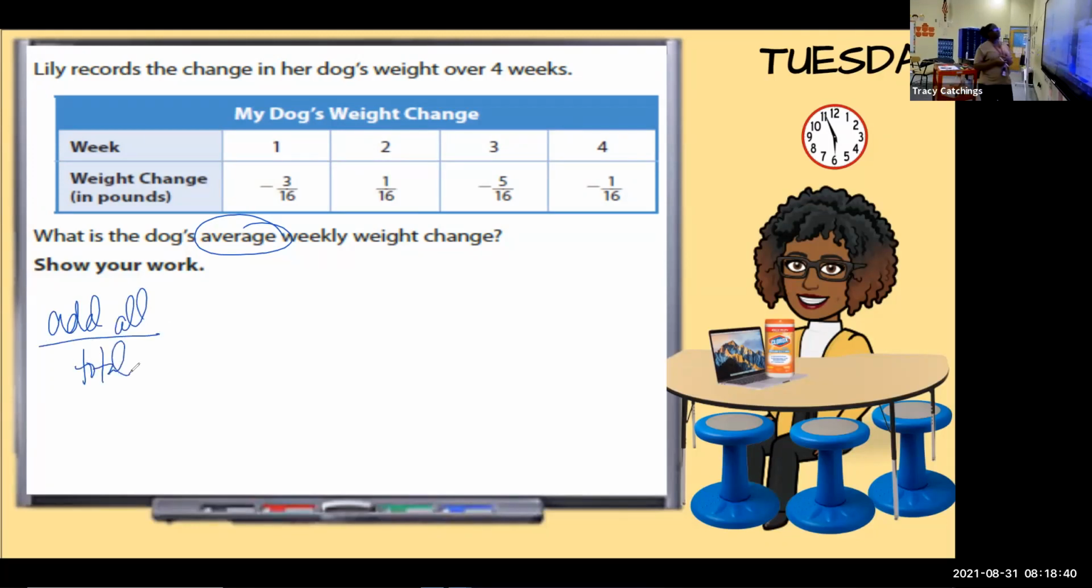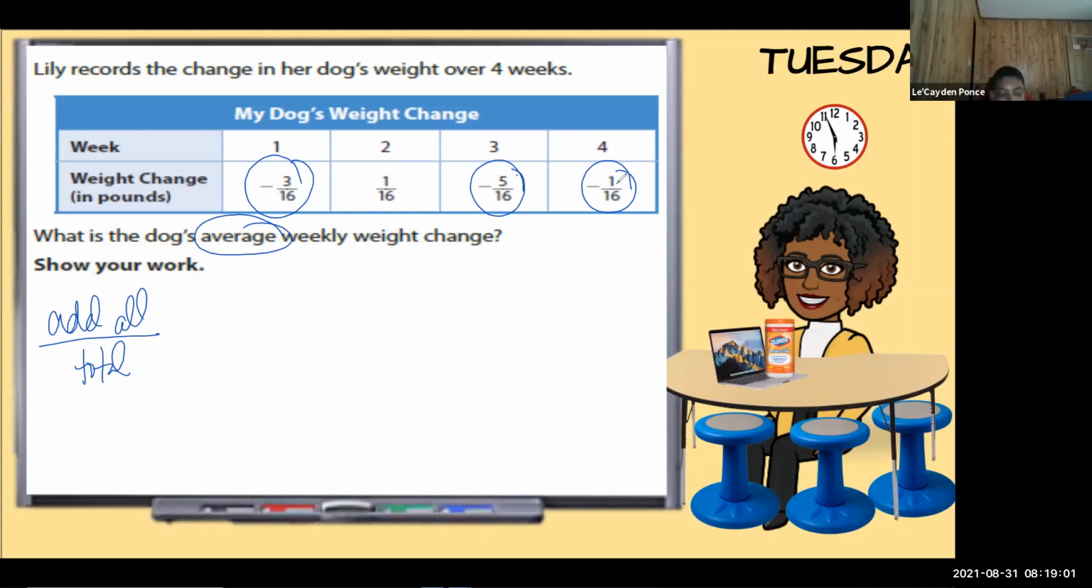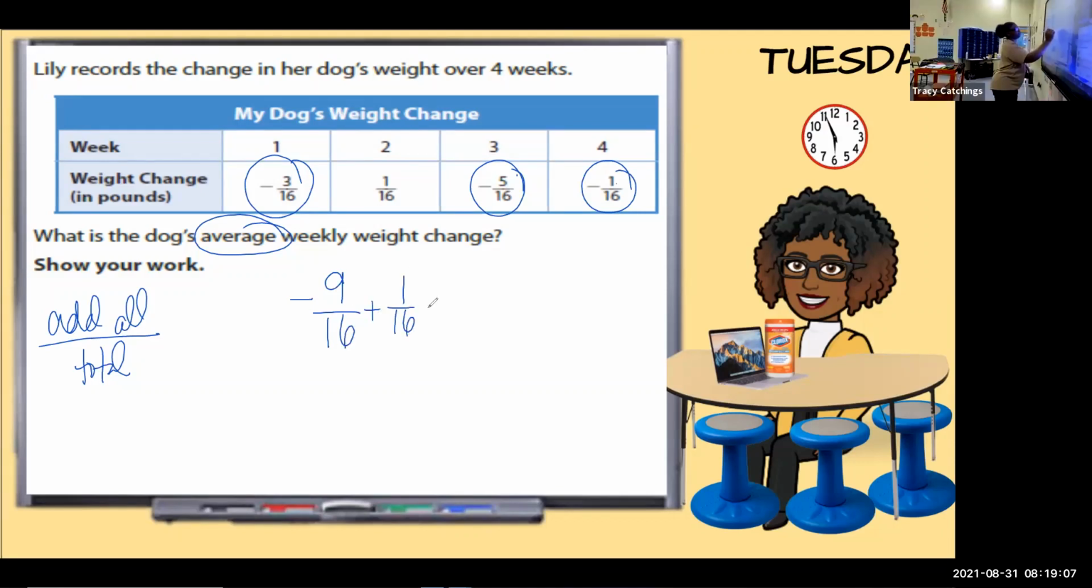All right. What do you notice about these fractions? Do they have the same denominators or different denominators? Same. Yeah, they got the same denominator. So let's look at the negative first. We got 3, 5, and 1. Since all of them are negative, we can just add the numerator. What's 3 plus 5 plus 1? 9. So that would be negative 9/16. And we still got added to 1/16.